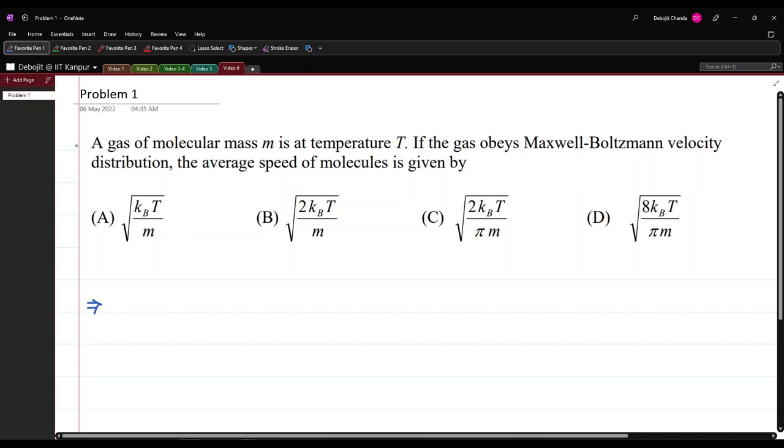Okay, so this is the problem of today. It states that a gas of molecular mass m is at temperature T. If the gas obeys Maxwell-Boltzmann velocity distribution, then the average speed of the molecules is given by. There are four options given and we have to choose the correct one. This problem was given in JAM-2011.